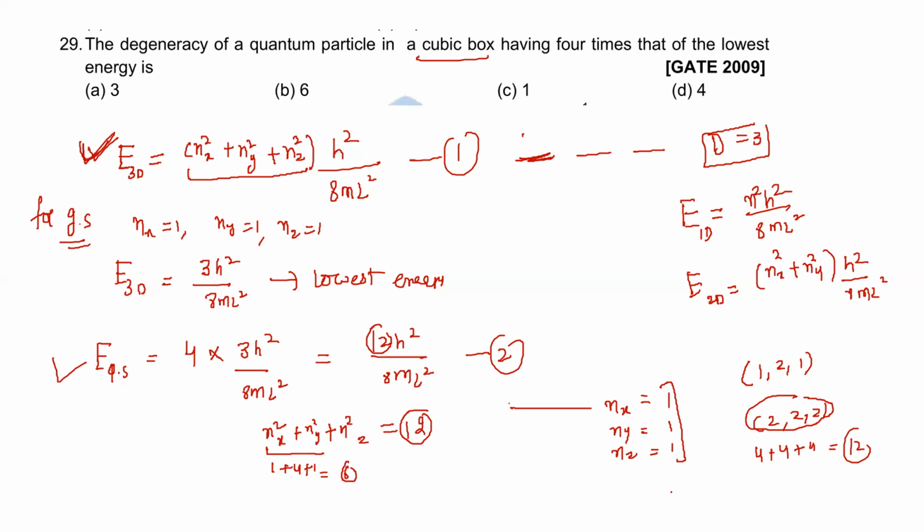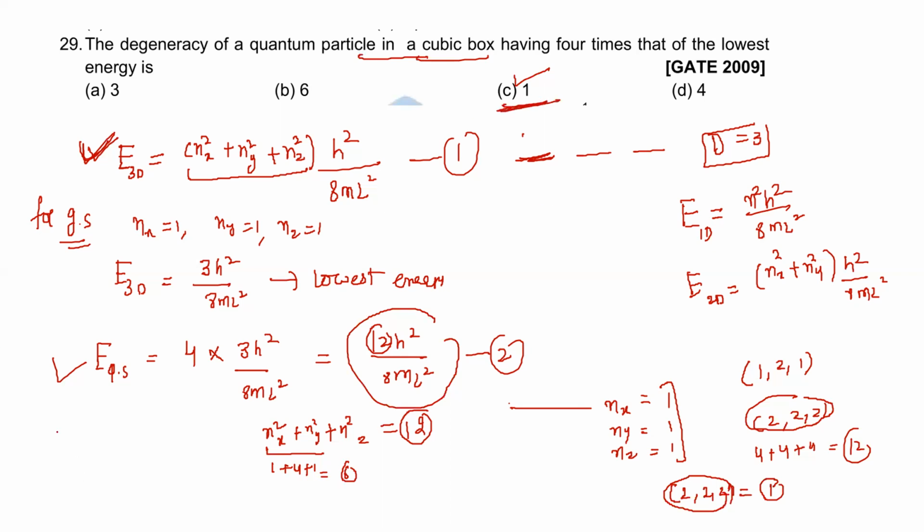That means we have only a single possible combination, 2, 2, 2. No other combination is possible. That means there exists only one state, because we have only one combination. So the degeneracy of this quantum state of the particle in a cubical box is 1, because there is a single state corresponding to energy equal to 12h² over 8mL². So this is the correct answer.